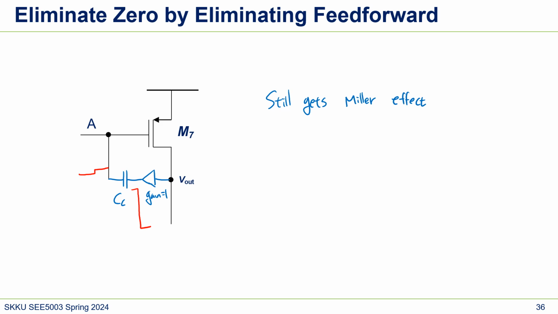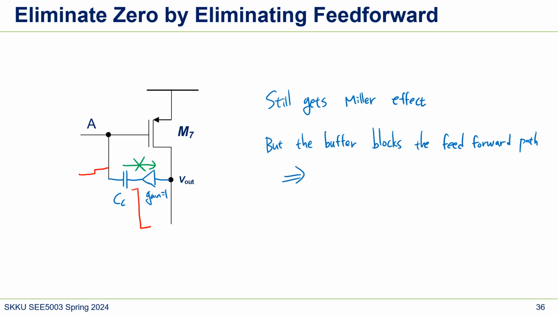But the buffer blocks the feedforward path, which means that because we are using a buffer, the signal cannot go this way. So as I said, the way to eliminate the zero is to eliminate this feedforward path, then the zero can be eliminated, because a zero is made when there are two paths. That's why we just want to remove this signal path, and the buffer can remove it. So by doing this, no zero.